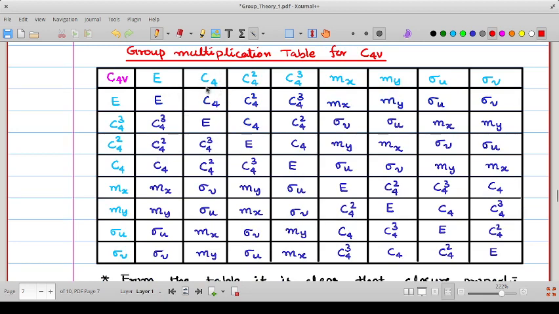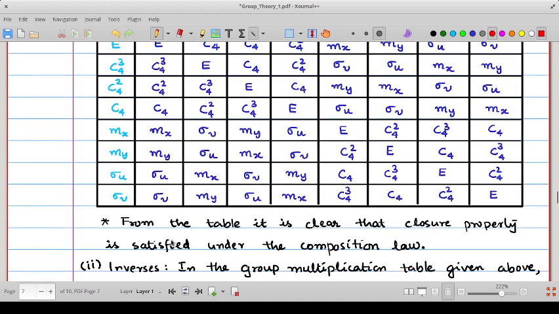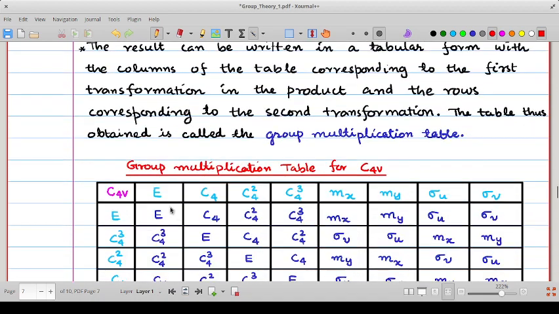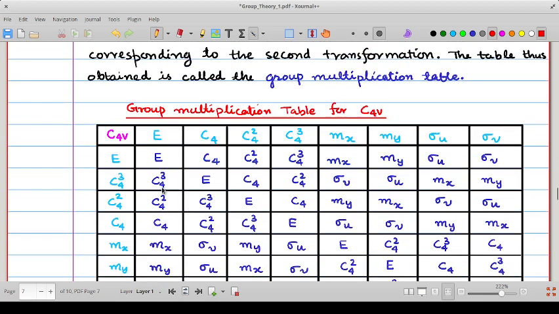And now we have established that every element has an inverse. Looking over here, C4 has an inverse given by C4 cube, C4 square has an inverse C4 square, C4 cube has inverse C4, mx has inverse mx, my has inverse my, sigma u has sigma u as its inverse, and sigma v similarly has sigma v as its inverse. So that means these 8 elements, 8 transformations, form the symmetry group of the square.